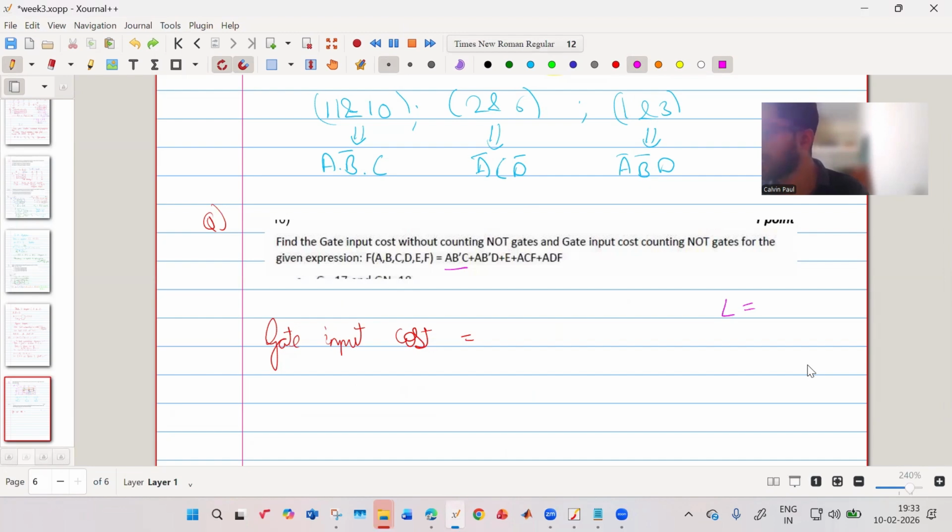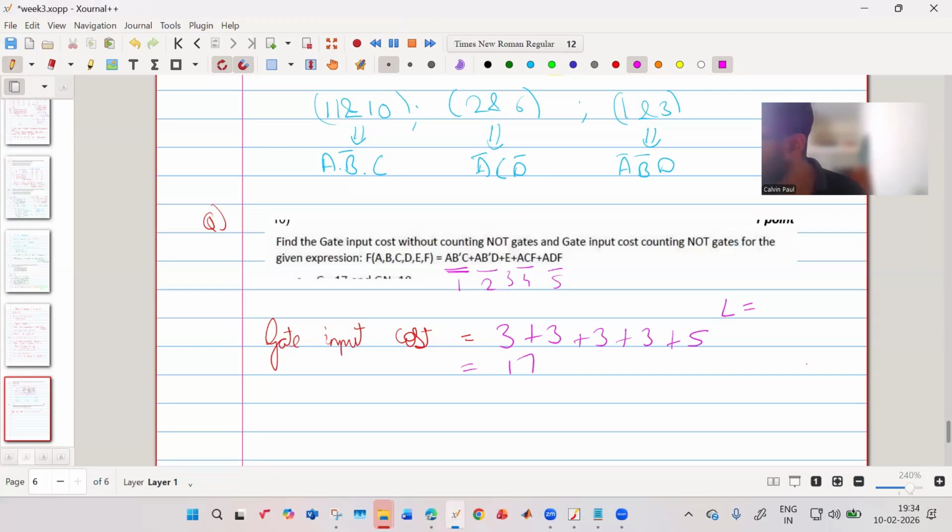Let me say how I looked at it. There's A, B prime, C. There are three inputs. A, B prime, D. That has another three inputs. A, C, F, this has three inputs, and A, D, F also has three inputs. All those go to another OR gate. So that has 1, 2, 3, 4, 5. That is 5. Okay, so that's why the gate input cost is 17.